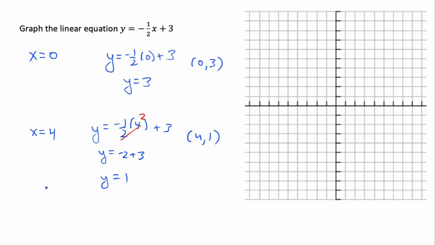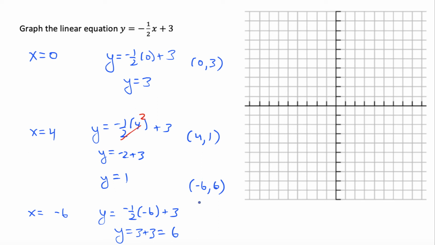Now let's try x equals, I don't know, something like negative 6. When we plug in x equals negative 6, that means we're going to plug the negative 6 in for that x. So we get negative 1/2 times negative 6 plus 3. This is just saying this is half of 6. Now the negatives do cancel, so this is just equal to 3 plus 3, which does equal 6. So what does that mean? It means that this third point that we found is negative 6, 6.